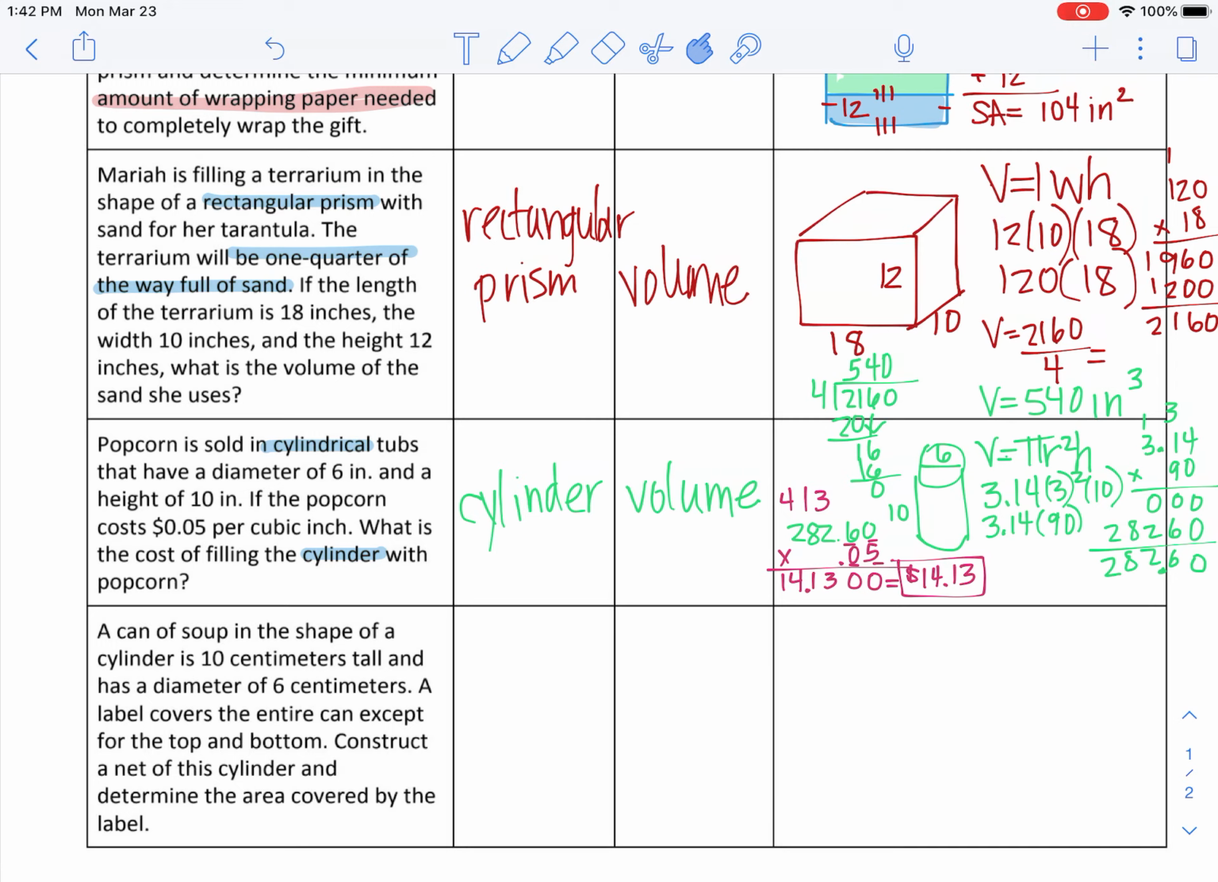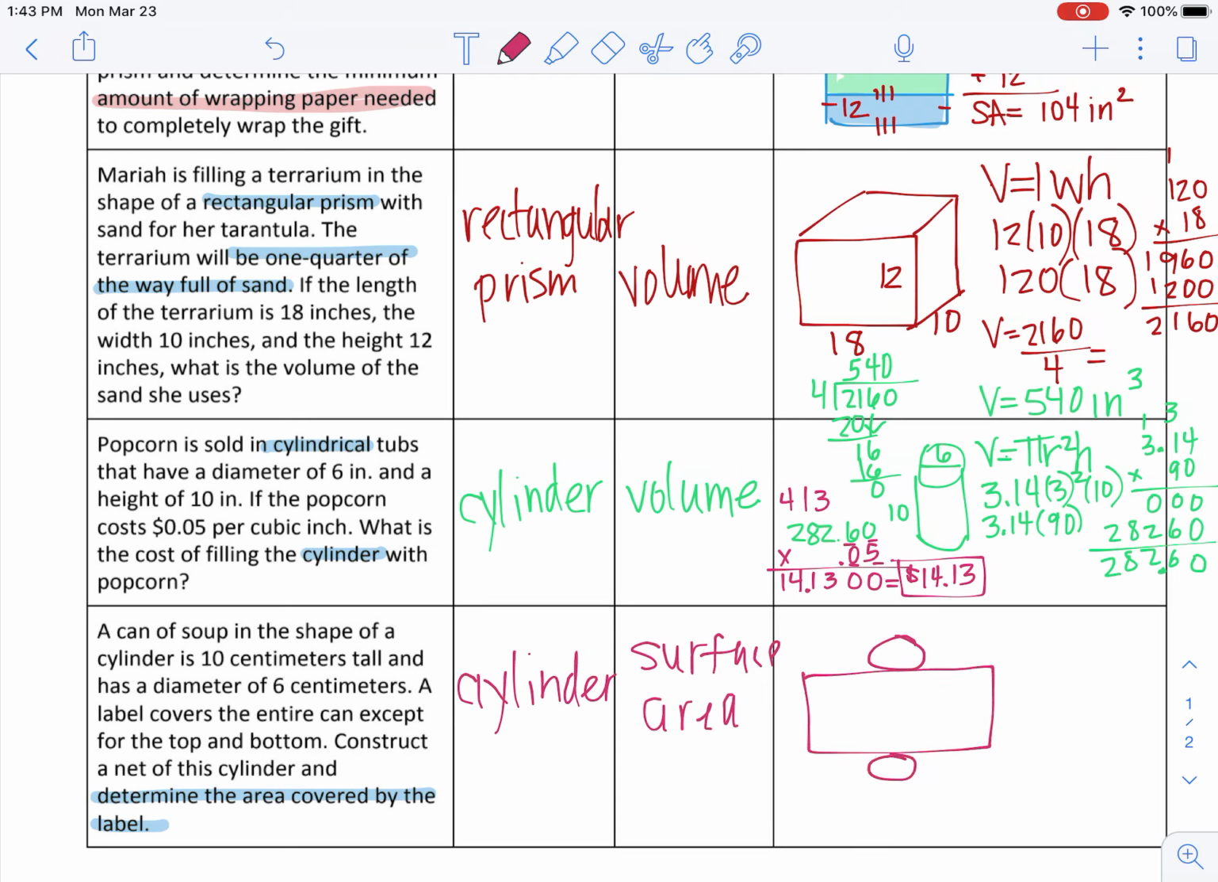All right, last problem. A can of soup in the shape of a cylinder is 10 centimeters tall and has a diameter of 6 centimeters. A label covers the entire can except the top and bottom. Construct a net of the cylinder and determine the area covered by the label. So we're constructing a net. Net should lead us to believe, and since we're determining the area covered by the label, that we're working with a cylinder, and we're finding its surface area. So I'm going to construct that net.